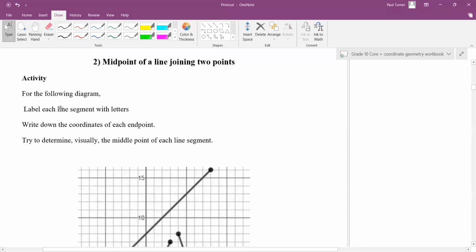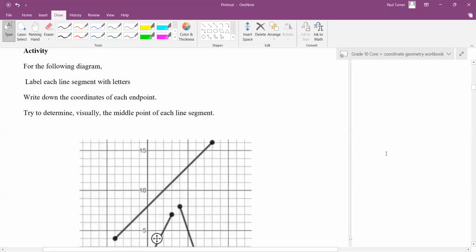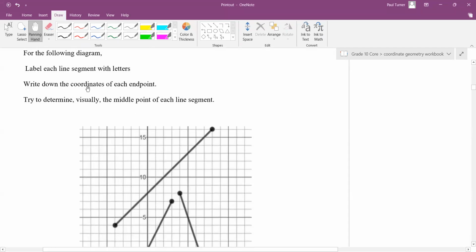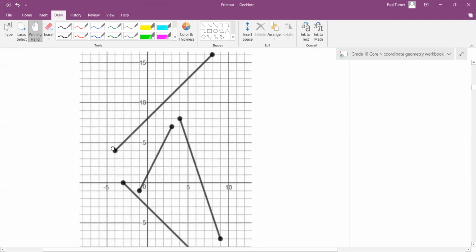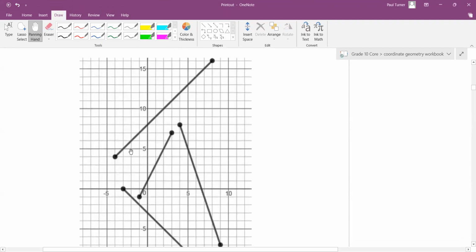So for this activity, it relates to the midpoint. So first thing you can do while we're waiting is label each segment with letters and write down the coordinates of each point. So in this first one, this first line here, we might just do a couple anyway. So let's call this line A. Line segment A.